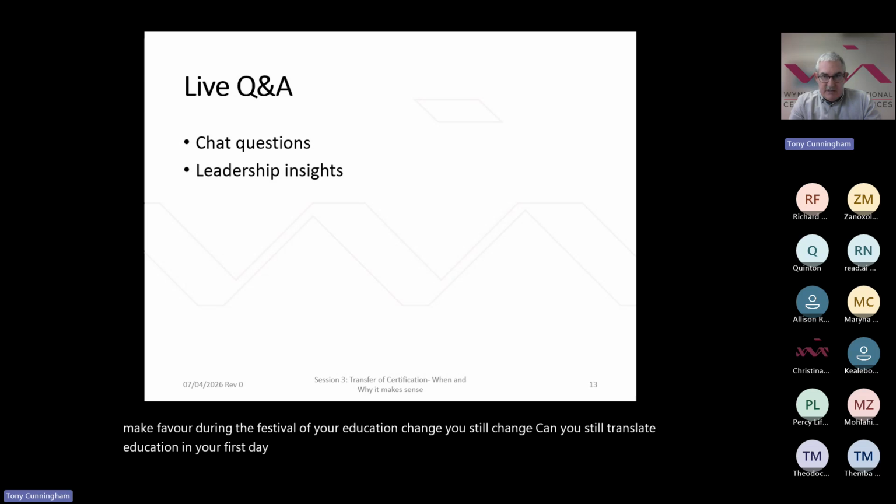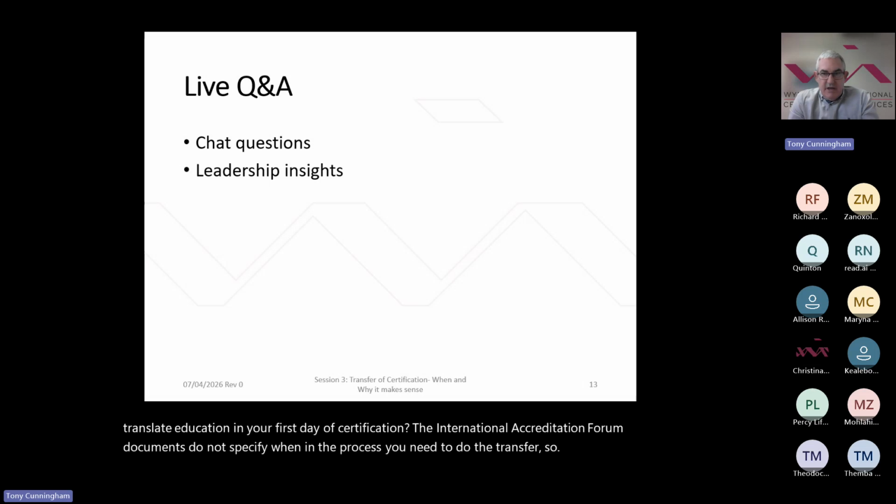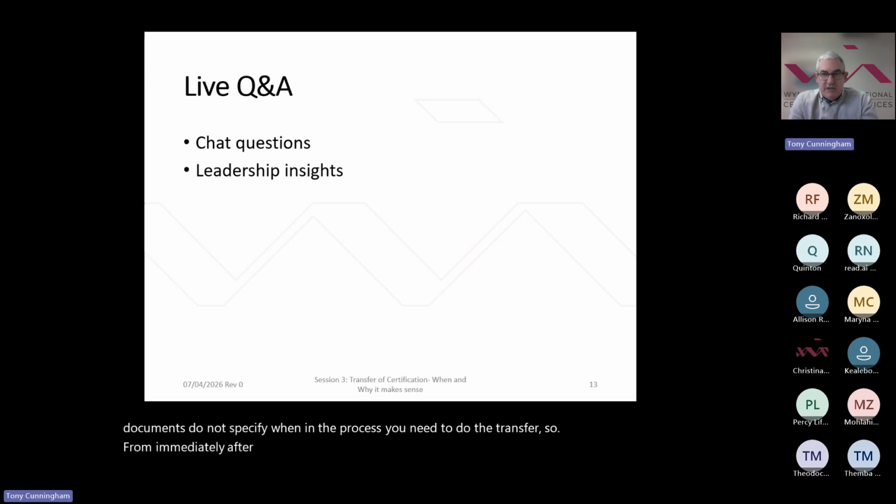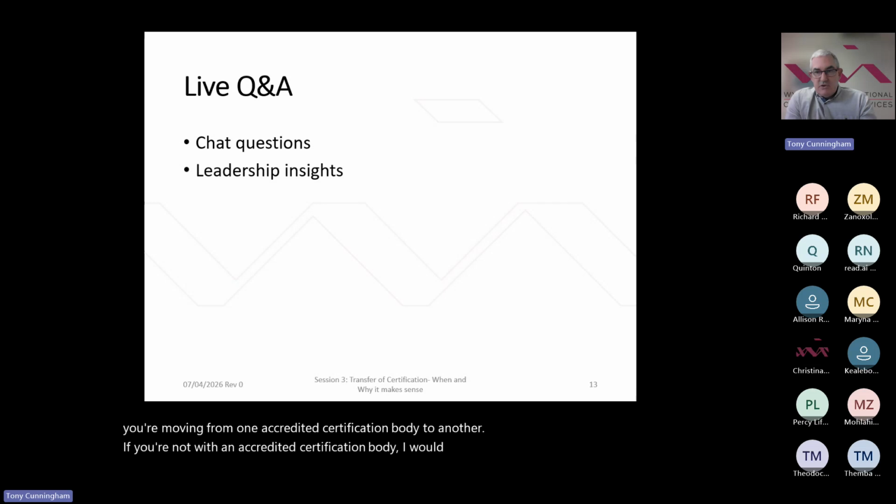The International Accreditation Forum documents do not specify when in the process you need to do the transfer. So from immediately after being certified by what they call an issuing certification body, and any time thereafter. So whether it's in the first week or the first year or towards the end of your third year, it doesn't really matter. The transfer can take place. And the main prerequisite is that you're moving from one accredited certification body to another. If you're not with an accredited certification body, I would encourage you anyway to move to one.